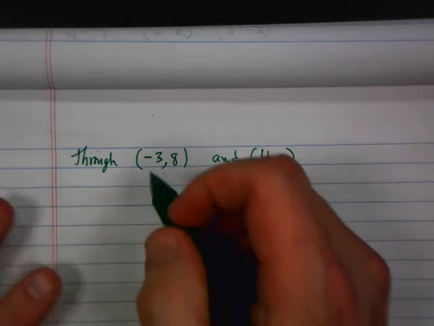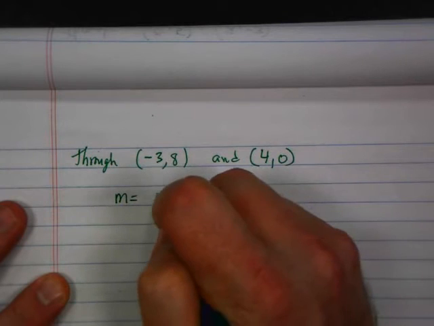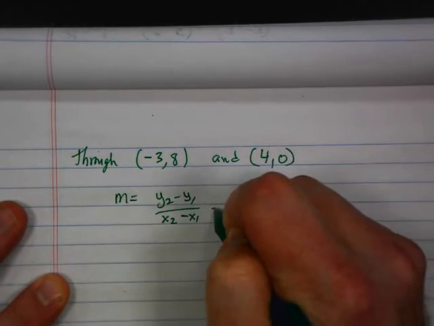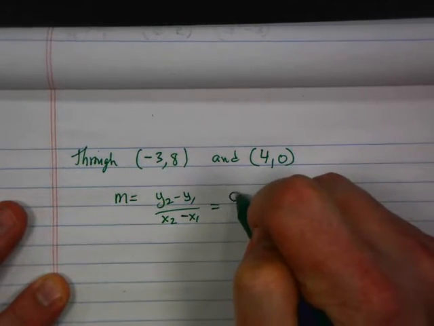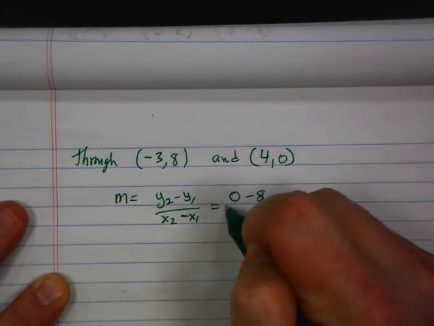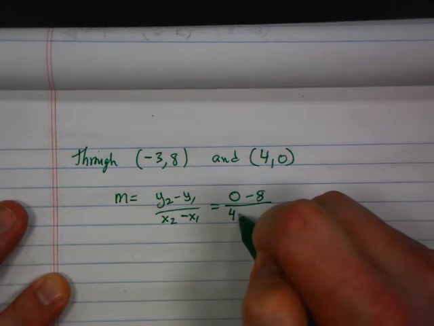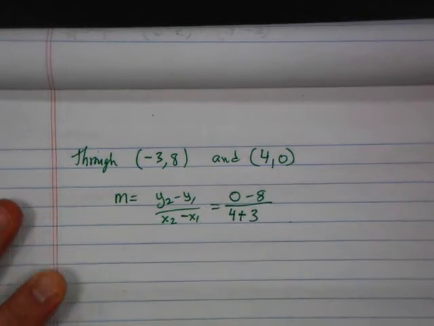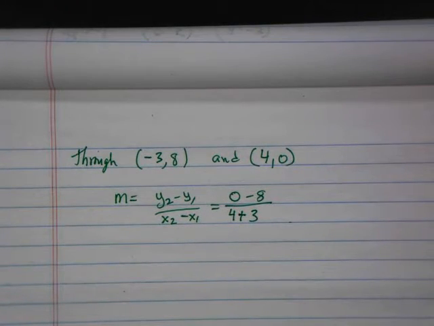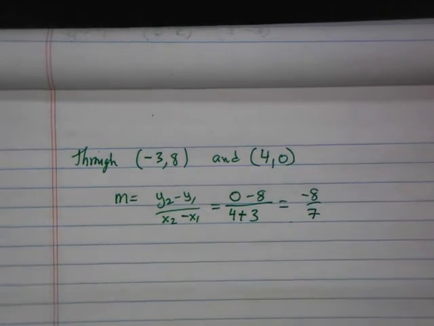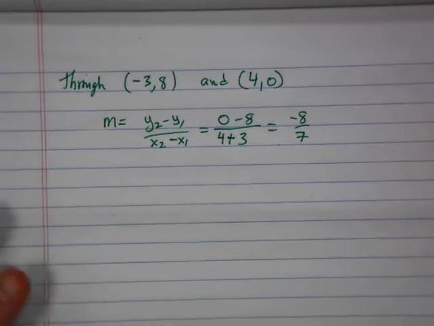Okay. Not a problem. We find our slope. M is y2 minus y1 over x2 minus x1. That's going to be 0 minus 8 over 4 minus negative 3, which is 4 plus 3. Well, I guess that's negative 8 over 7. Unfortunately, it doesn't reduce this time. So I leave it.